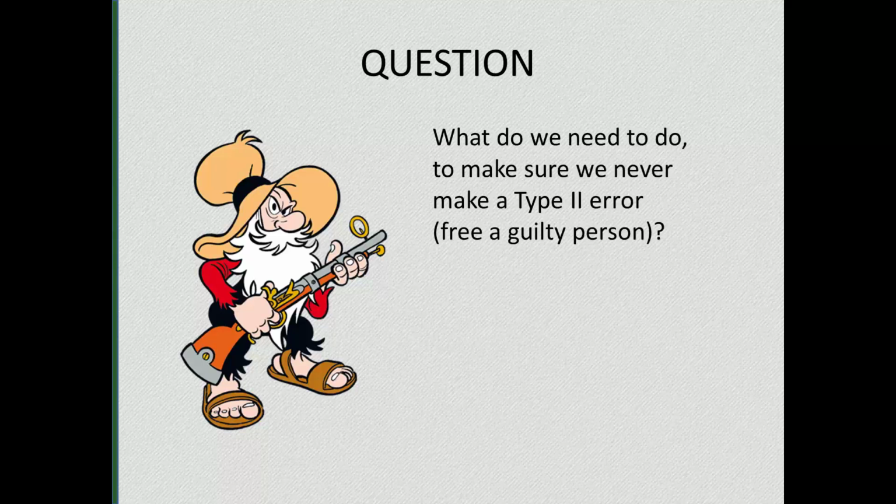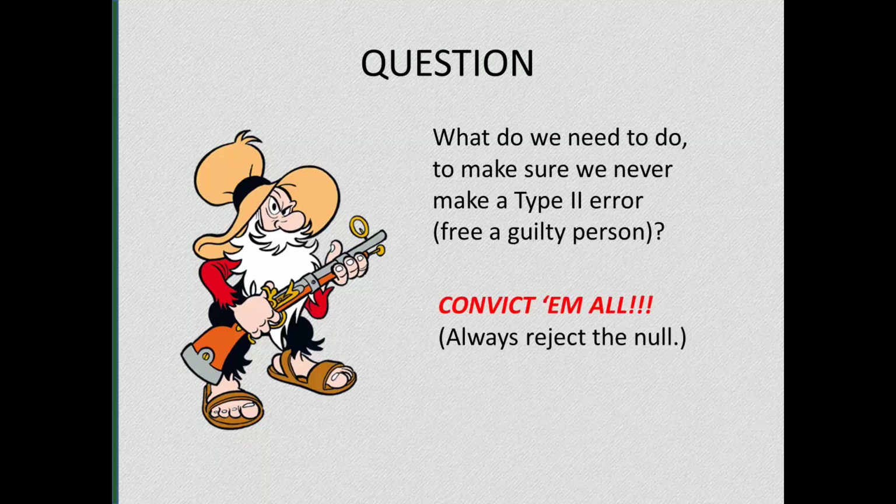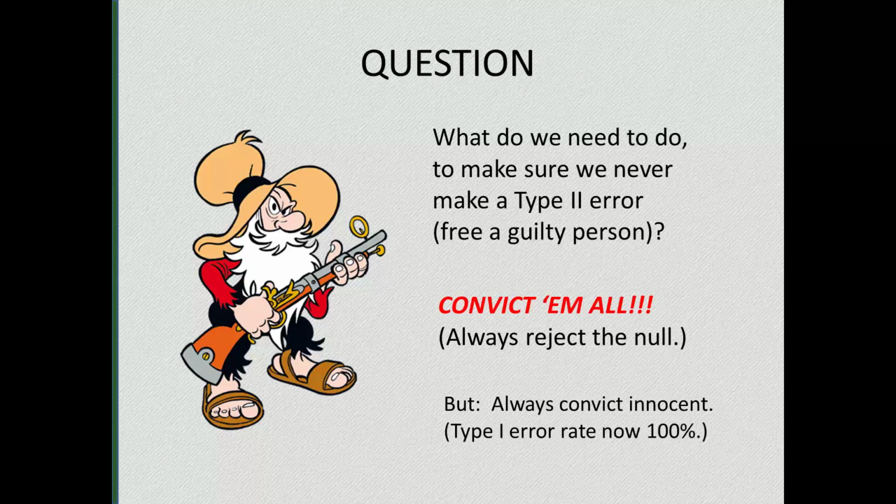So what do we need to do? That's right. Convict them all! Of course, there's a downside to that, isn't there? If we convict them all, not only are we convicting all the guilty people, we're convicting all the innocent ones as well. We've got our type 2 error rate down to 0, but our type 1 error rate is now 100%.